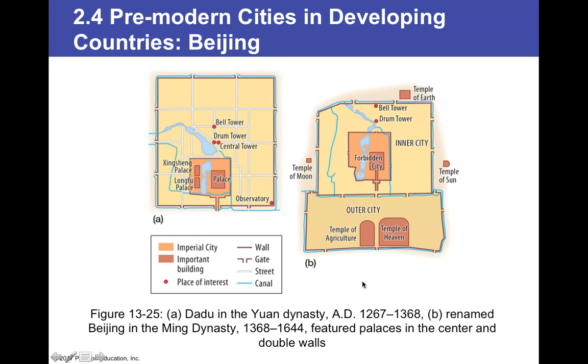So they want us now to look at ancient Beijing. So in A here, this is the Yuan Dynasty. That is the way the city was set up there. But in the Ming Dynasty, it's renamed, and you can see different organization.